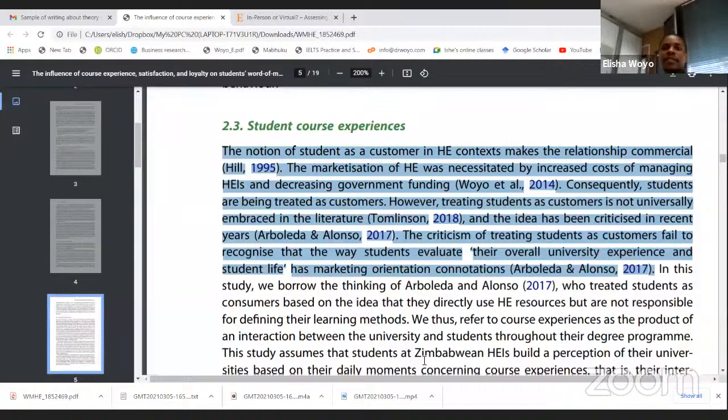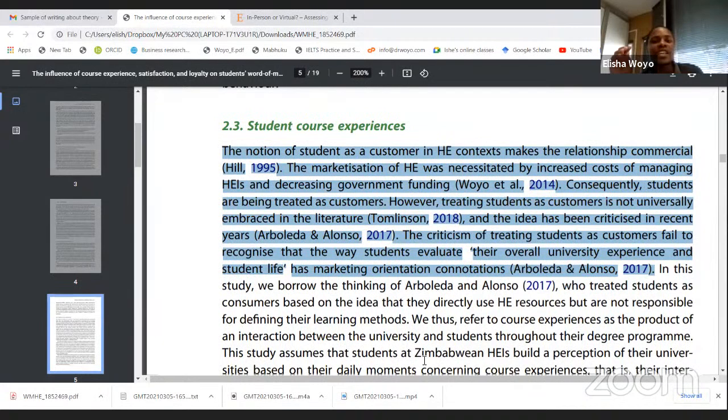However, we have put in a statement there. And we went on further to say, however, treating students as customers is not universally embraced. So in other words, we are now reviewing literature to say marketization started this way, and it makes relationships commercial. And our take is that, as much as we like it or not, students are being treated as customers globally in universities. And we went on to say that treating these students as customers has never been universal in literature. So we are writing a statement saying treating students as customers is not universal in literature, and the idea has been criticized in recent years.